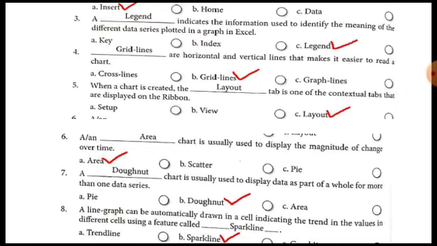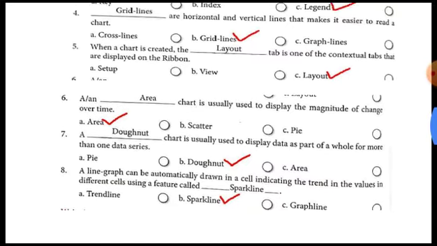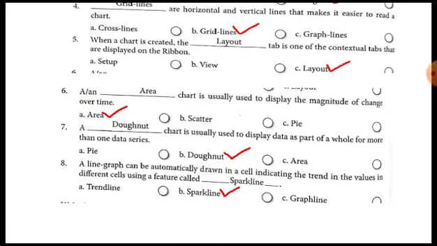Okay, then a line graph can be automatically drawn in a cell, indicating the trend in the values in different cells, using a feature called sparkline. So you have seen that sparklines are special features using which a line graph can be automatically drawn in a cell, indicating the trend in the values in different cells.